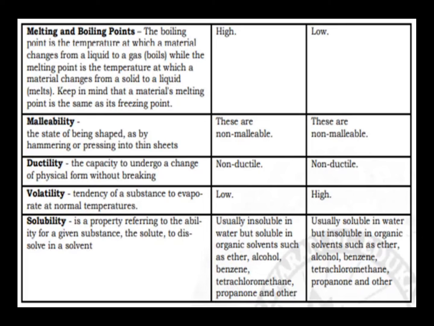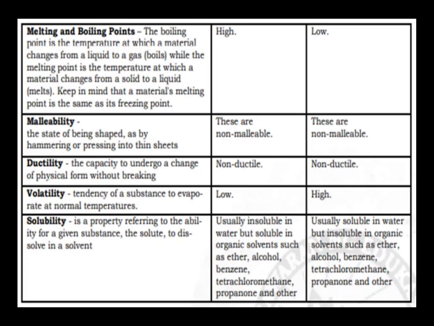So in terms of volatility, volatility is the tendency of a substance to evaporate at a normal temperature. So in ionic bonding, the volatility is low, and in covalent bonding, the volatility is high.